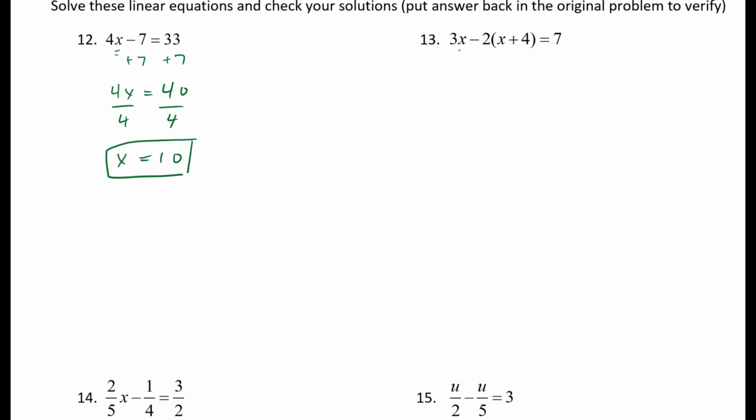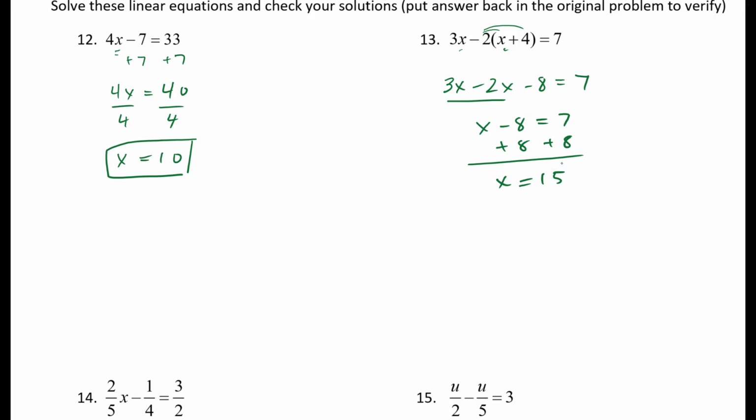13. Again, the goal is to get this x term by itself, but we have to do some simplifying first. So we'll do that distribution. Minus 2 times x is minus 2x. Minus 2 times 4 is minus 8 equals 7. Combine those terms to get x minus 8 equals 7. And then we'll just add 8 to both sides to get x equals 15.